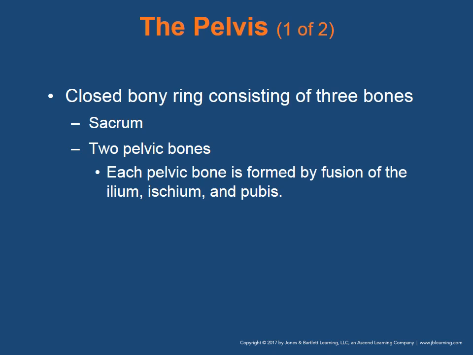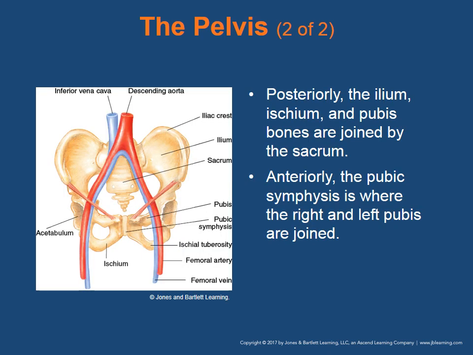So the pelvis, a closed bony ring, consists of three bones: the sacrum and two pelvic bones. Each pelvic bone is formed by a fusion of the ilium, ischium, and pubis. Here we'll see the representation there, right? Posteriorly, the ilium, we have that kind of long wing bone. The iliac crest up there is a good landmark that we use lots of times to find the hips, as we're trying to establish the integrity of the pelvis.